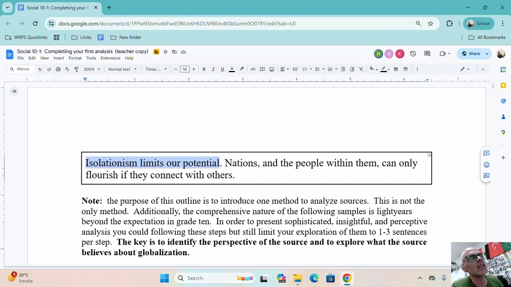Another thing that I like here is to talk about how can we quantify the claims of the source? How can we measure that isolationism limits our potential? And how can we quantify that connecting with others helps us flourish? And I think talking about that quantification of the claims of the sources is somewhat organic when you talk about the evidence that promotes or challenges the source itself.